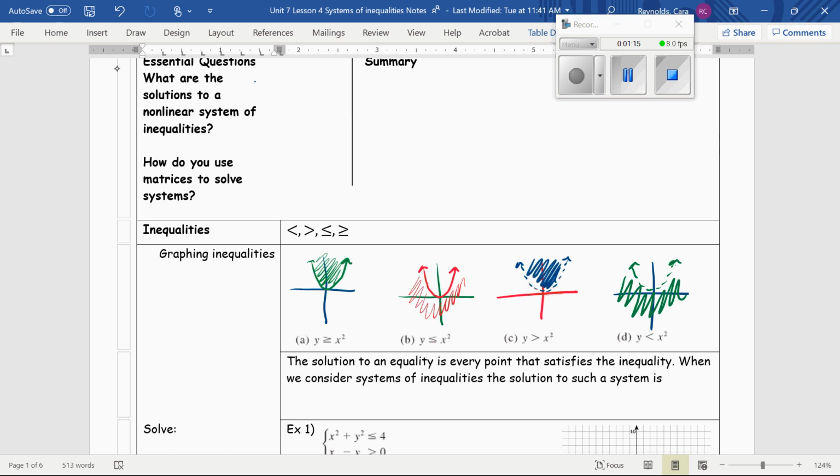All right, so the solution to an inequality is every point that satisfies the inequality. Sorry, that should say inequality as well. When we consider systems of inequalities, the solution to each system is all the points that satisfy each equation. And so where that's going to occur is where your shaded regions will overlap when you have a system.